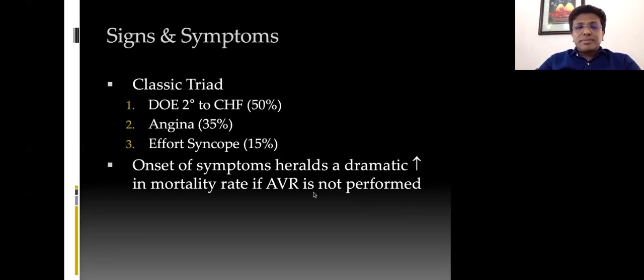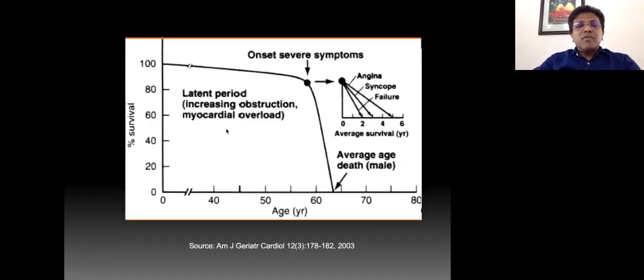So this is the graph which shows the latent period where we can have a long period of time with no symptoms, and then suddenly when symptoms start, the adverse outcomes begin to manifest, and the survival is as low as 2 to 3 years.